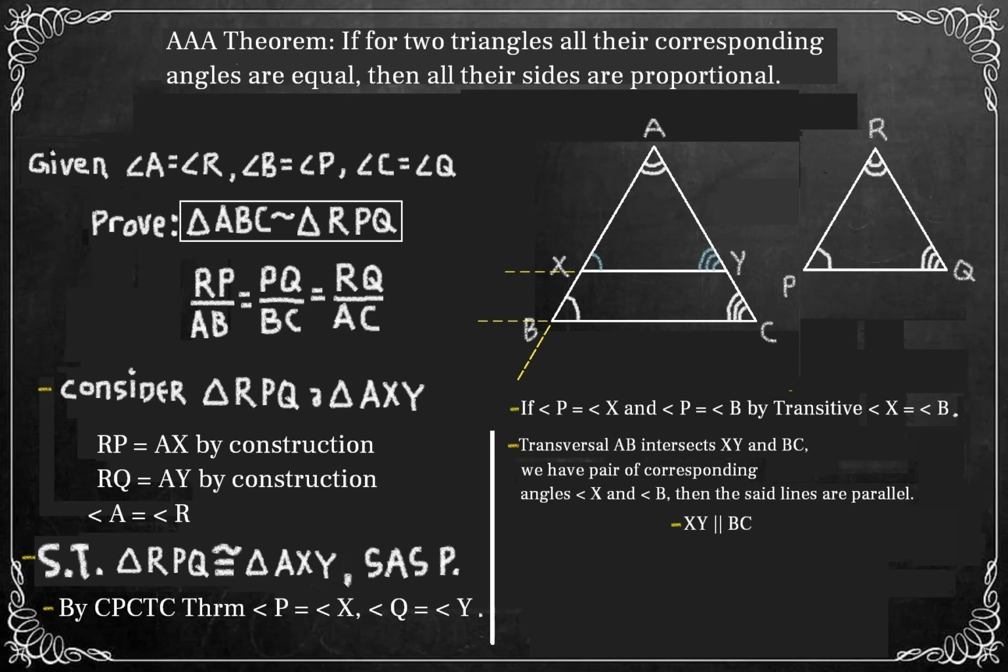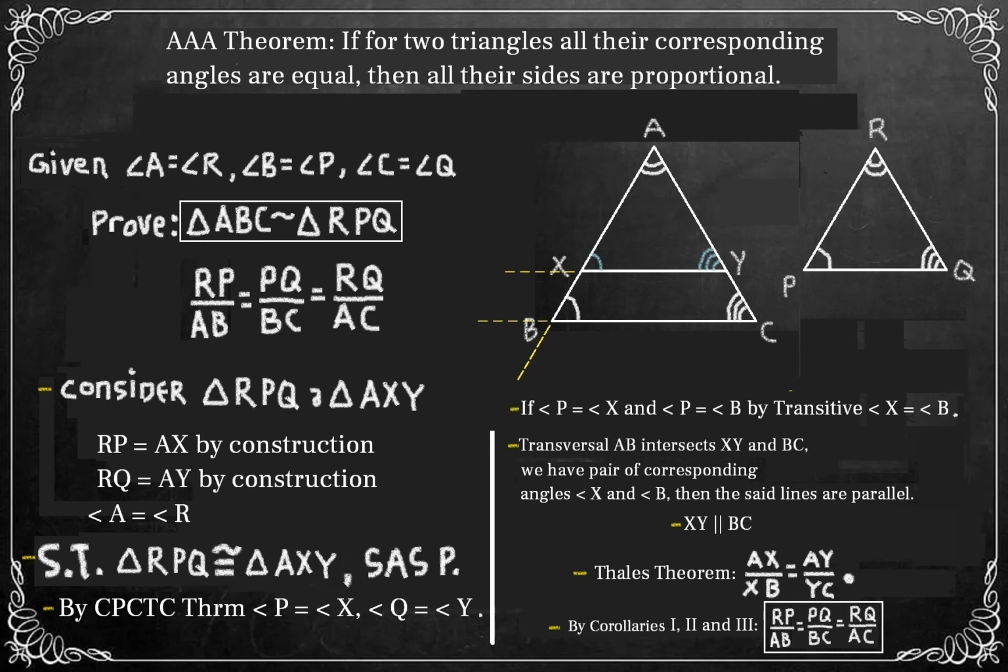Make sense? That's very nice, because now that we've established all of the above, and those lines are parallel, we can refer to Thales' theorem of proportionality, which we proved already, which is AX over XB equals AY over YC. Now we can refer to the corollaries 1, 2, and 3 of the same theorem to show the triple equality in the white holds true, which means triangle ABC is similar to triangle RPQ.